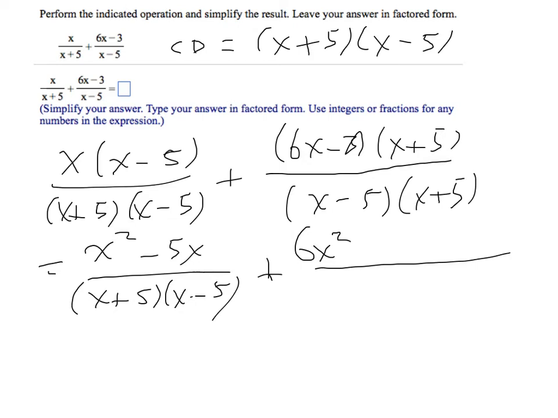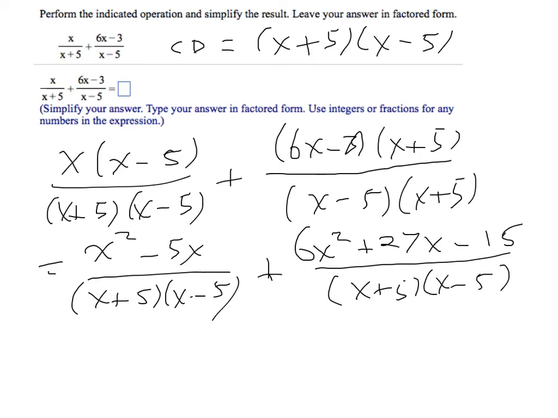I don't have a lot of room here, so I'm going to do the outer and the inner and go ahead and add those together because those always can be combined. The outer, 6x times 5, is 30x. The inner, minus 3 times x, is minus 3x. So 30x minus 3x is positive 27x. And then finally, the last times last, the minus 3 times the 5 is minus 15. And the denominator is, again, x plus 5 times x minus 5.